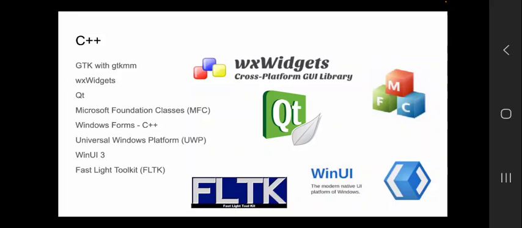So the rest of the things, except the last one: the Microsoft Foundation Classes, Windows Forms, C++, Universal Windows Platform, and WinUI 3, these are Microsoft-specific frameworks for GUI development in Windows, right? So if you're targeting a Windows desktop application, you may want to look at these things. But if you're looking at cross-platform, these are not the options.